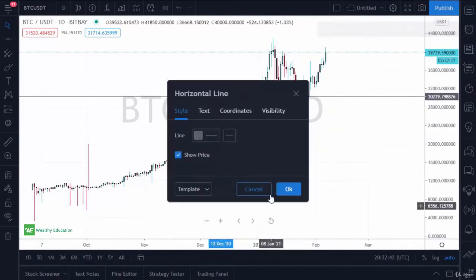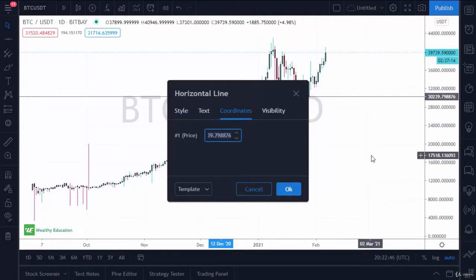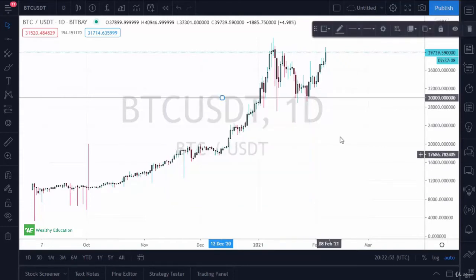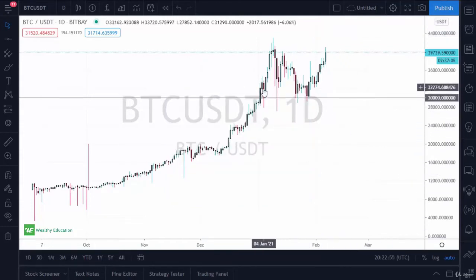So when I go to settings and I go to coordinates, if I put in 30,000, this gives you a good baseline for an area where the buyers may be particularly aggressive. Now, why is this important? Well, this is important because you will find that the market remembers these areas for support and resistance, meaning that, like, when we get back there, the buyers came back in. Obviously, there's a lot of trading volume interested in the 30,000 level.